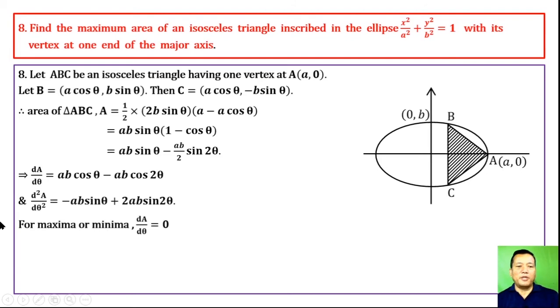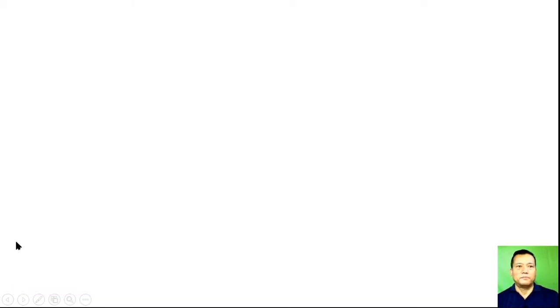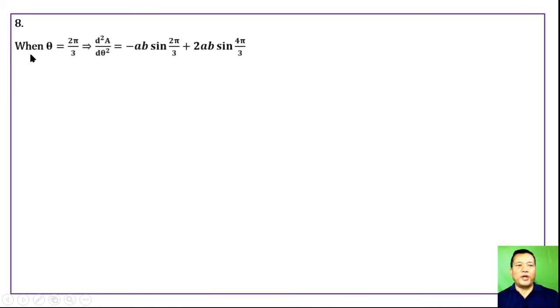For maxima or minima, dA by d theta equal to 0 gives cos theta minus cos twice theta equal to 0. Solving, cos theta equal to cos twice theta gives theta equal to twice pi minus twice theta. That gives theta equal to twice pi by 3. When theta is twice pi by 3, the value of the second order derivative, after simplifying, is less than 0, a negative number.